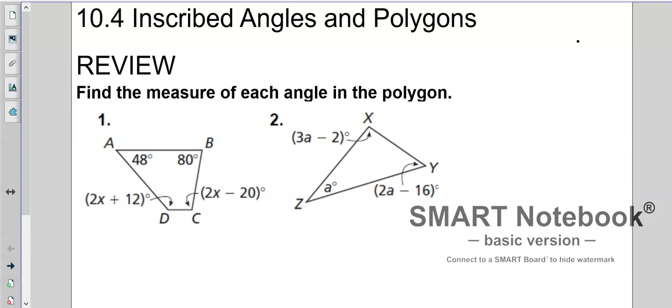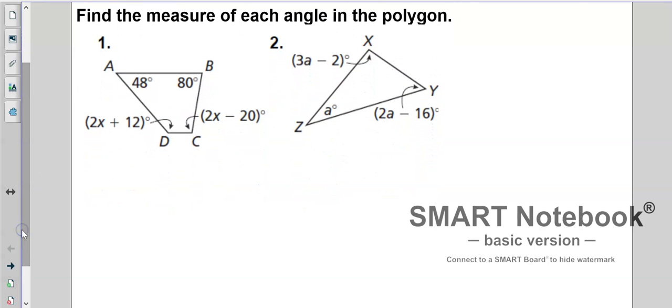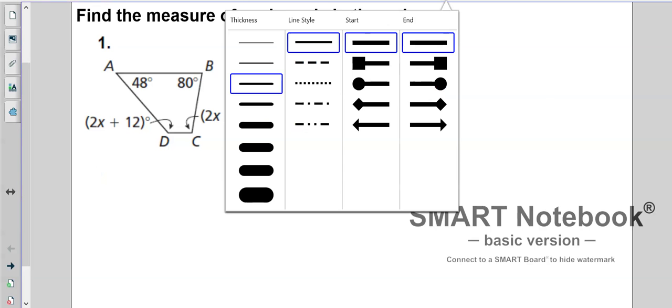Inscribed angles and polygons. So, some review first. Find the measure of each angle in the polygon. Well, at first we have a quadrilateral, which means all of these add up to 360. So I'm simply going to do 48, maybe.